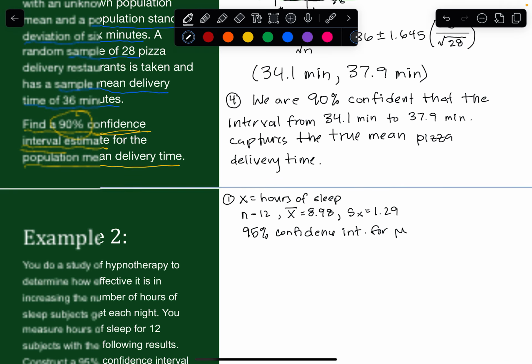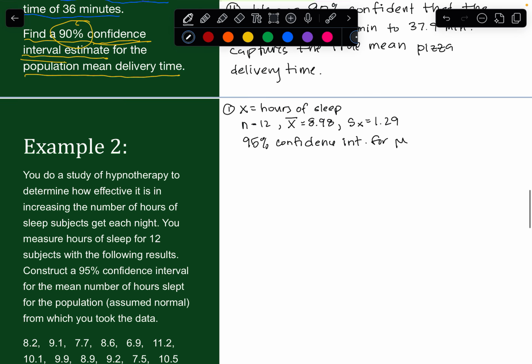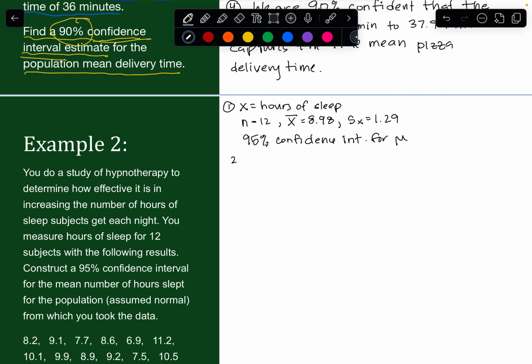The nice thing is now that I have that data in my calculator, that's going to help us when we get down to step 3. Step 2, we state what we're doing. Because we don't have sigma, we're using a t interval. And we need to find our critical value at this stage. And we know our critical value depends on degrees of freedom, which is sample size minus 1. So we're working with degrees of freedom 11.